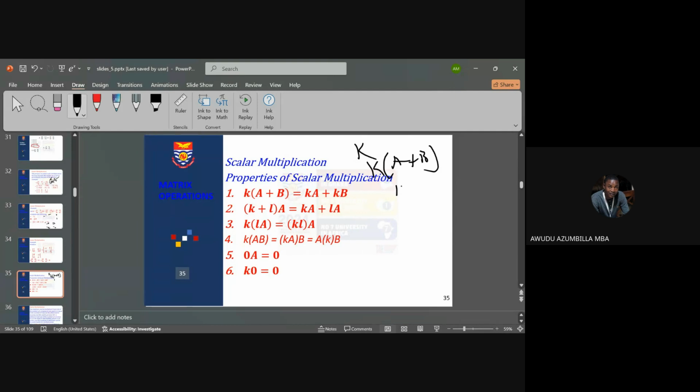If you multiply the K inside, you are going to get KA plus KB. That is what we mean. They are the same thing. So this one and this one are all the same. This one and this one are all the same. This one and this one are all the same. So these are all properties of the scalar matrices.